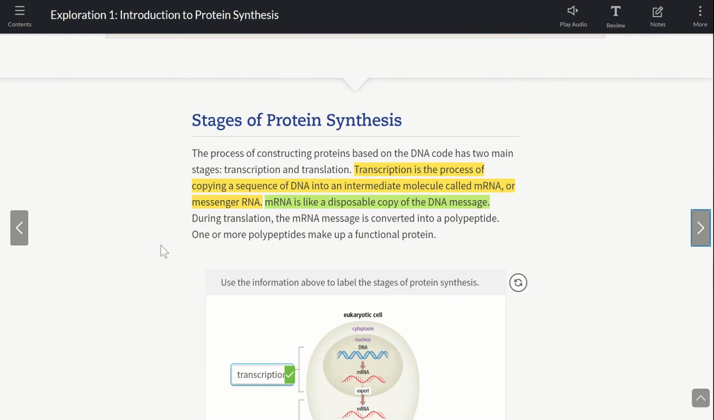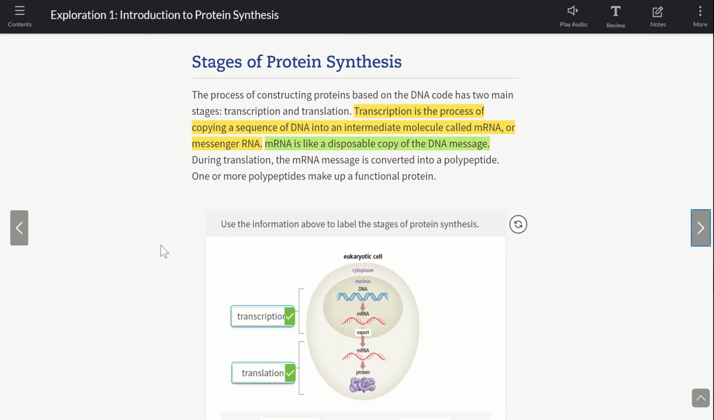Let's kind of talk about how this process takes place. Now, again, there are two stages of protein synthesis. They're called transcription and translation. And again, we're going to go into much greater detail about each of these two stages in our next two explorations. But let's briefly introduce them here. Transcription, think of transcribing. If you are transcribing something, then you are making a copy of it. Transcription is where we take a sequence of DNA and we create a copy of it on something called RNA. Now, we haven't talked about RNA yet, but we will in a second.